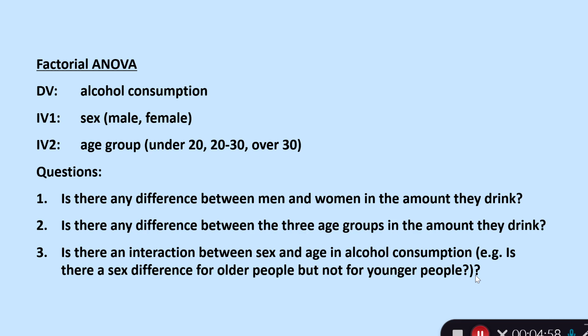So we've got 2 categorical independent variables, and we're still looking at how the DV, which is a scale variable, amount of alcohol consumption, changes as a result of these different categorical independent variables. And if you remember, when we have a factorial design such as this, this is probably the most straightforward factorial ANOVA design, 2 IVs and 1 DV.